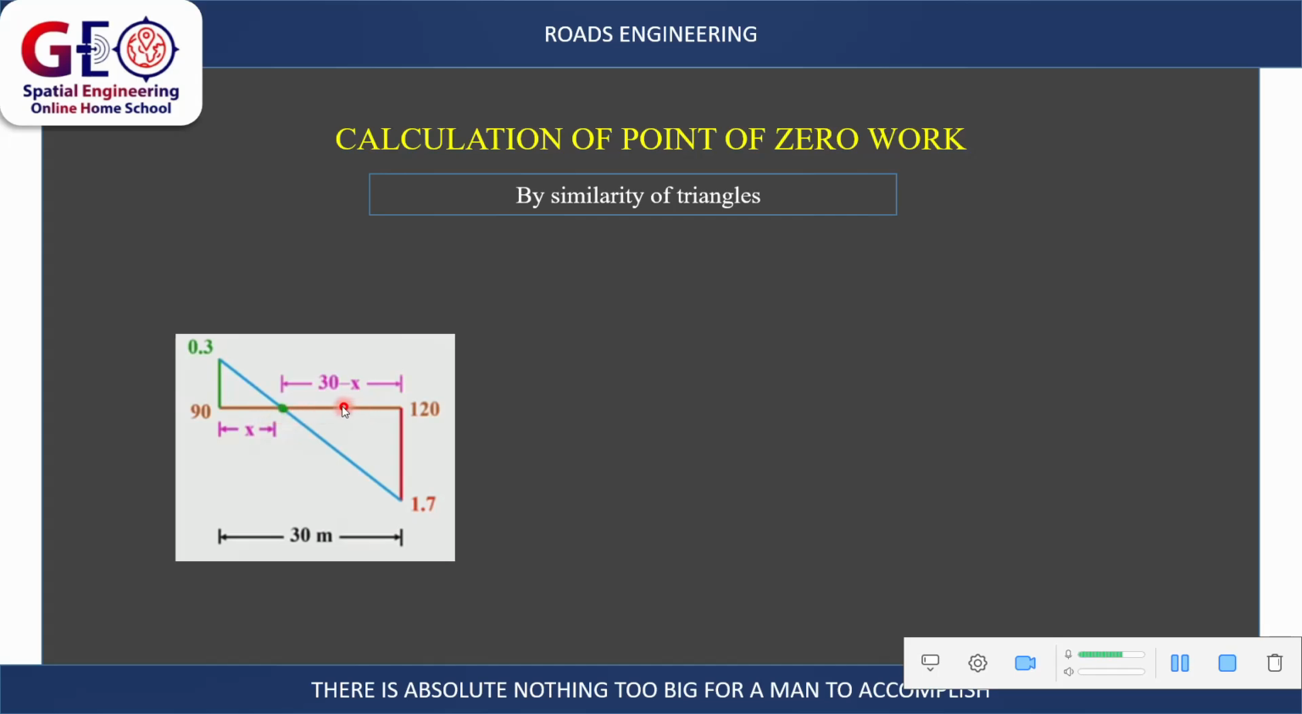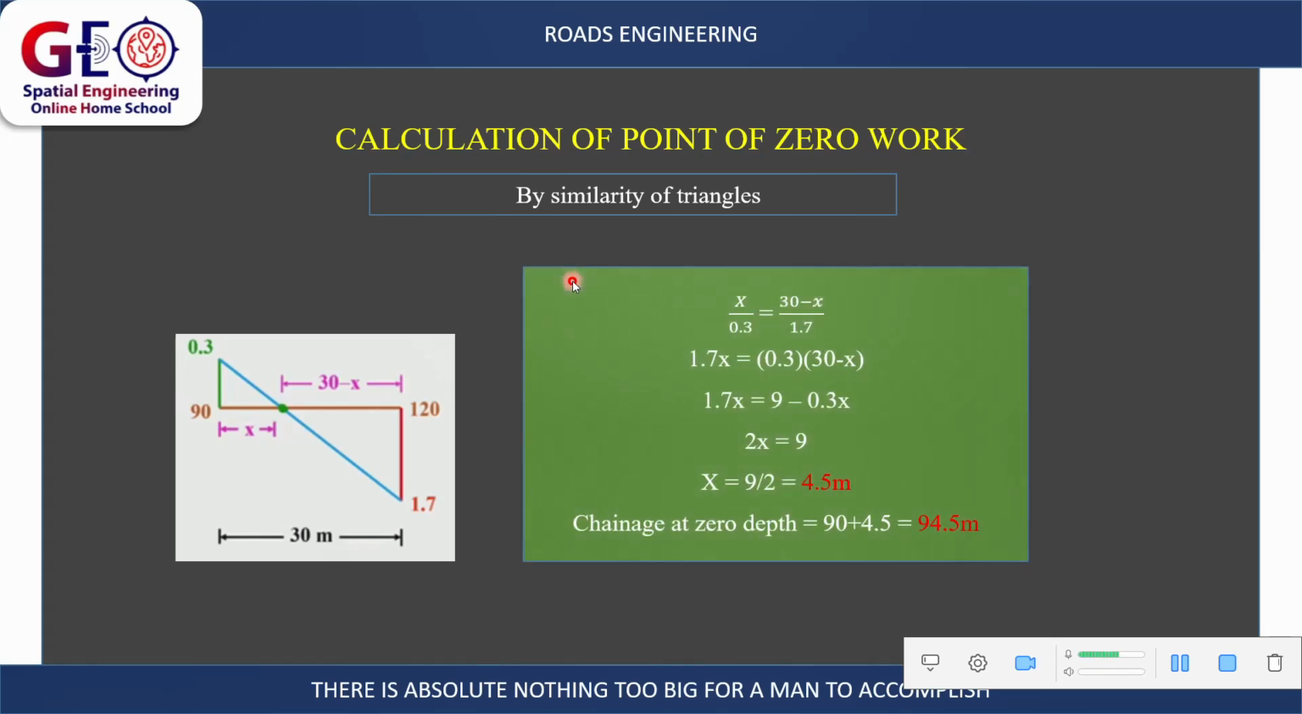Then we have a distance from the point of zero work to chainage 120. We are going to call it 30 minus X, of course. Now, what is the distance from here to here? We can calculate it using the formula of similarity of triangles. X all over 0.3 is equal to 30 minus X all over 1.7.